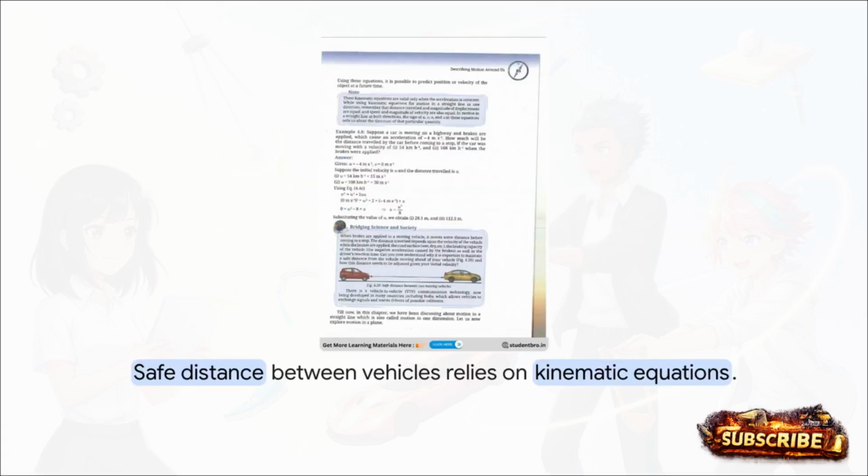And hey, this isn't just theory on a chalkboard. Engineers actually use these exact equations every single day. They use them to design vehicle-to-vehicle safety systems and calculate the safe braking distance between cars on the highway. By plugging in the car's initial velocity and its braking deceleration into that third equation we just saw, they can determine the exact displacement required for that car to safely come to a complete stop.